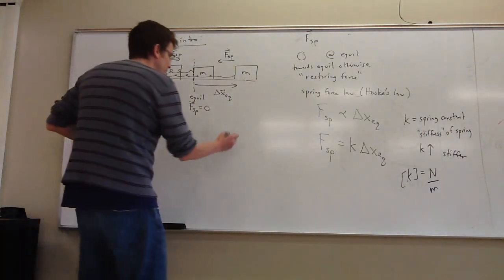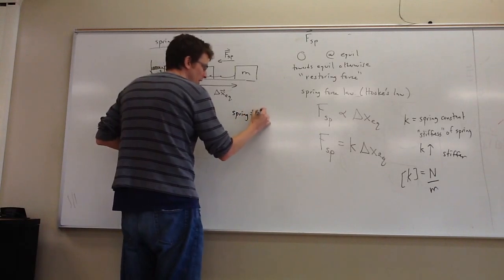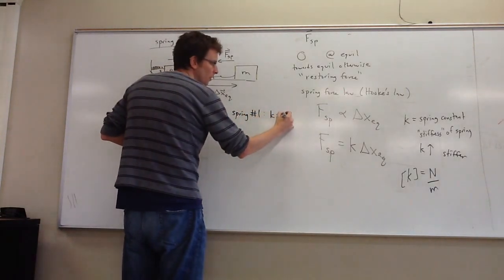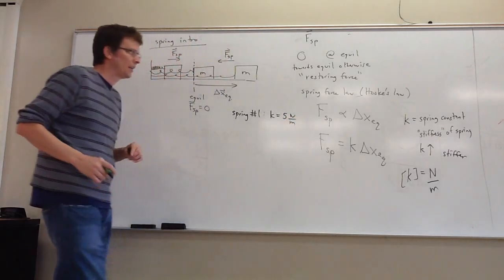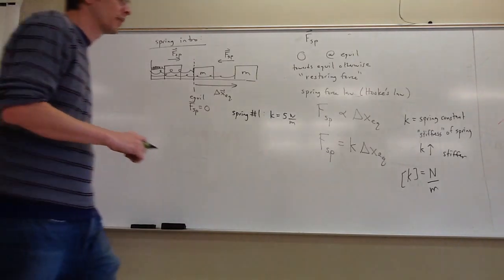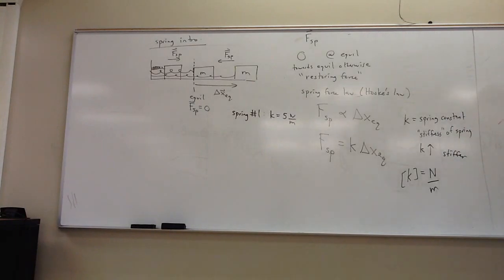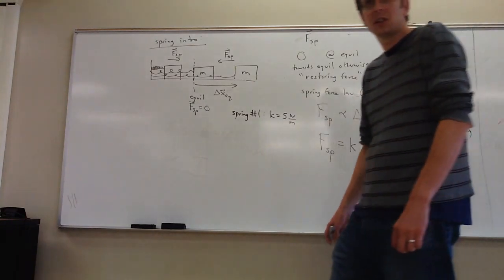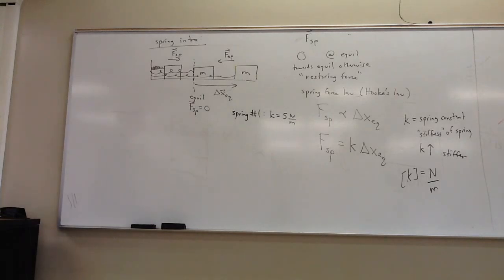For example, let's call it spring number 1, you rummage around in your box and you get a spring. Let's say that your spring has a spring constant of 5 newtons per meter. That is a property of the spring. What it tells you is that this spring will exert 5 newtons of force for every meter that you take it away from its happy place. Take it away from equilibrium.